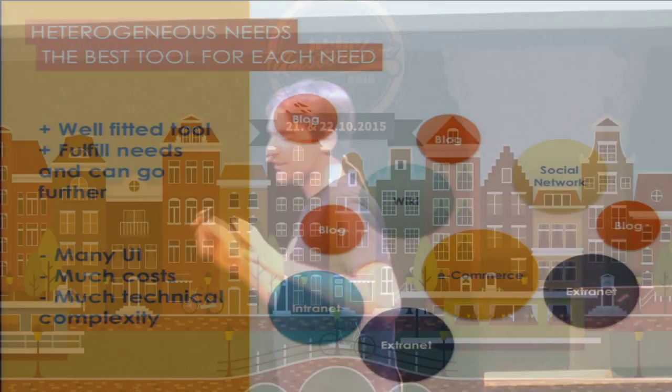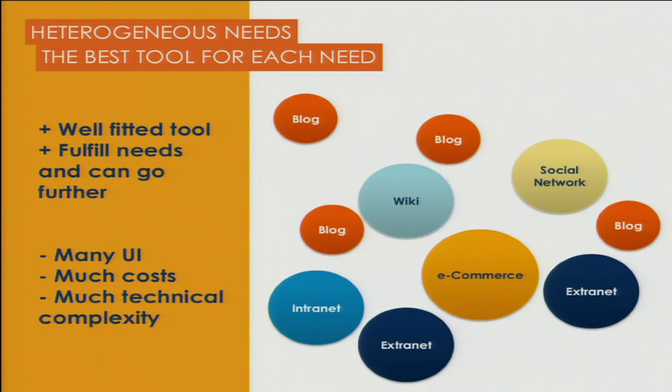So you could just start with a simple solution. You need an e-commerce platform? Okay, just use Magento, PrestaShop, anything. You need a CMS? Use Typo 3, of course, or something else. You need maybe an intranet platform? Use Liferay. So you will have a lot of products, each fulfilling one of your needs. So they will be really well fitted to what they need to do.